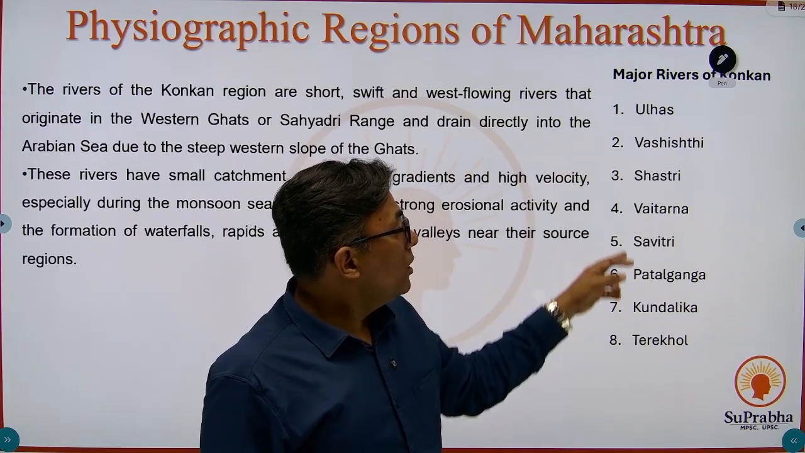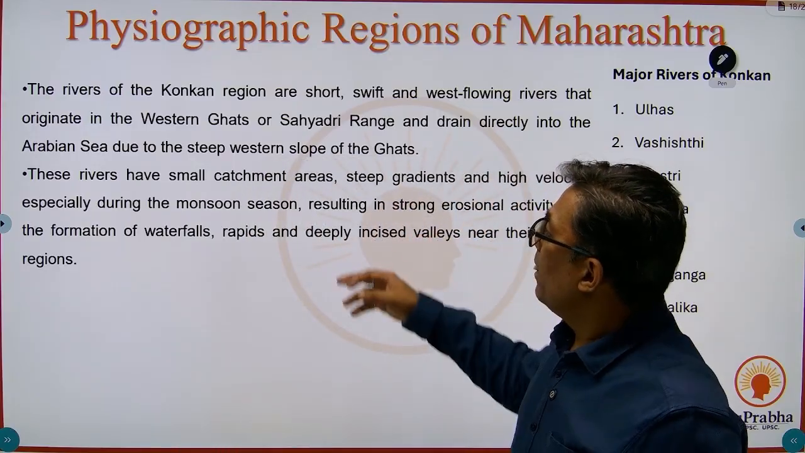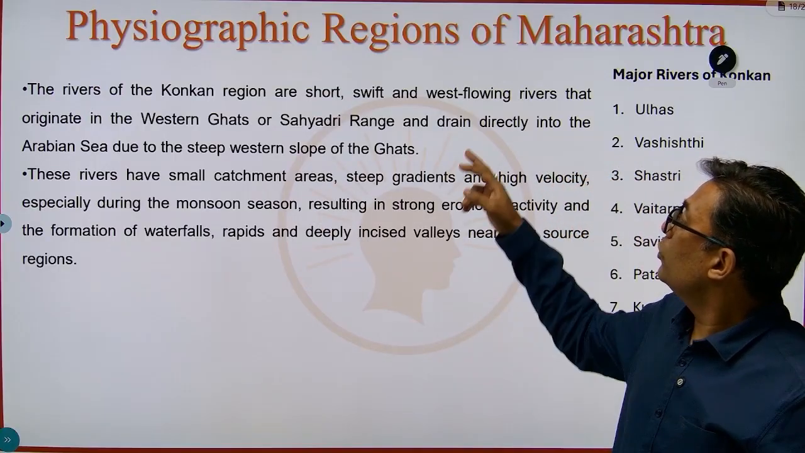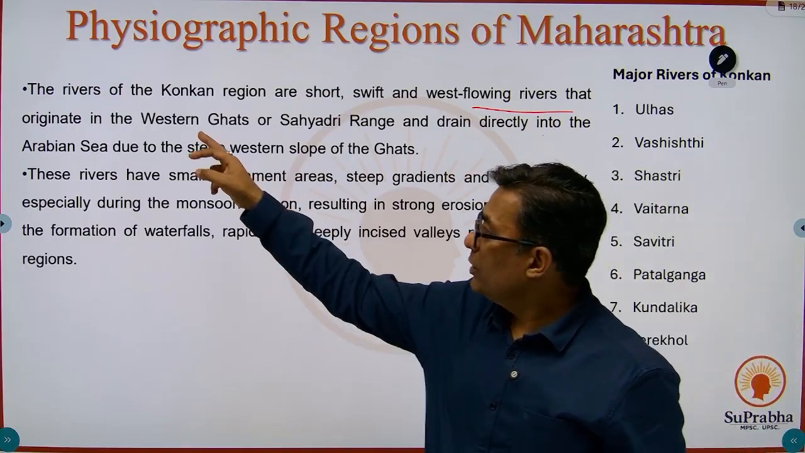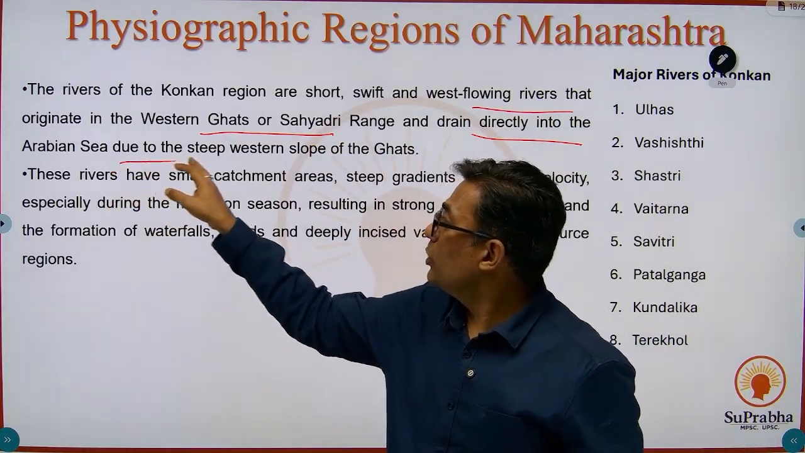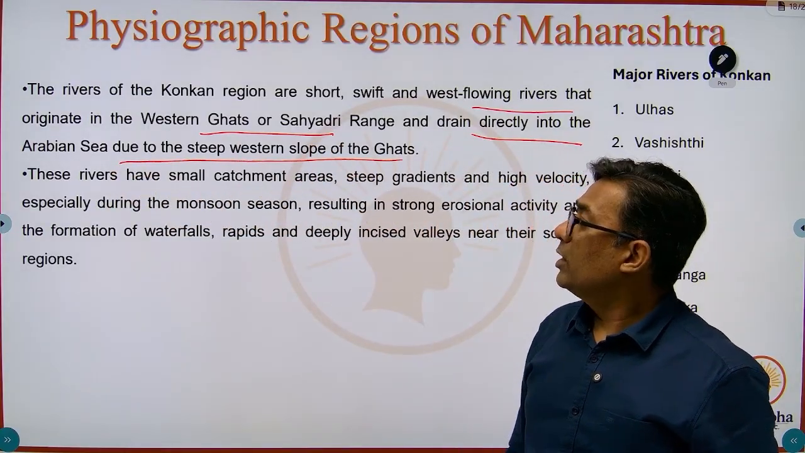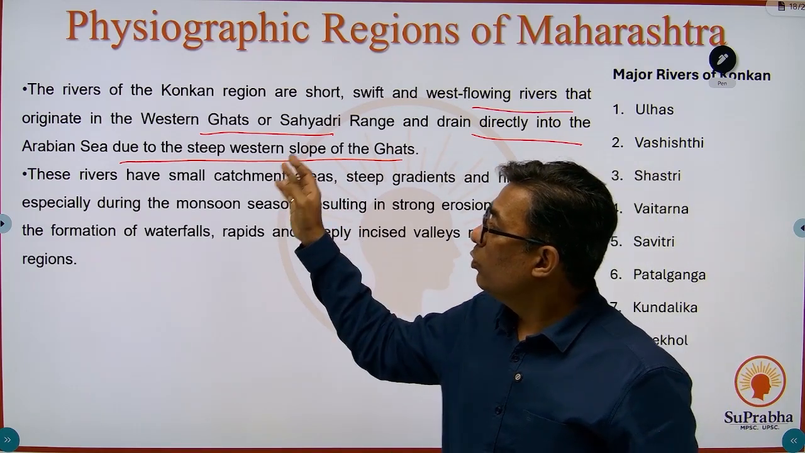Okay, so these are the west-flowing rivers of Maharashtra, and their general characteristic is that the rivers of the Konkan region are short, swift, west-flowing rivers that originate in the Western Ghats and drain directly into the Arabian Sea due to the steep western slope of the Ghats. So there are no in-between dams or such things. They are directly going to flow into the Arabian Sea.